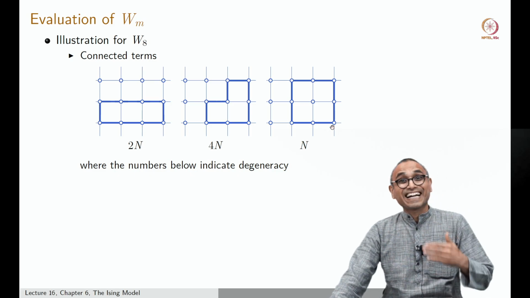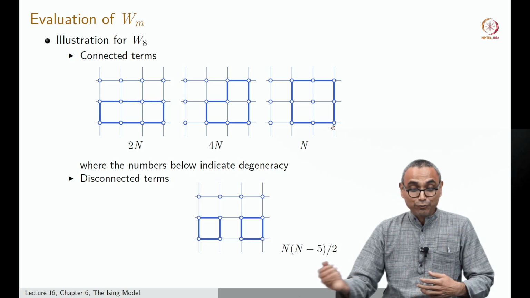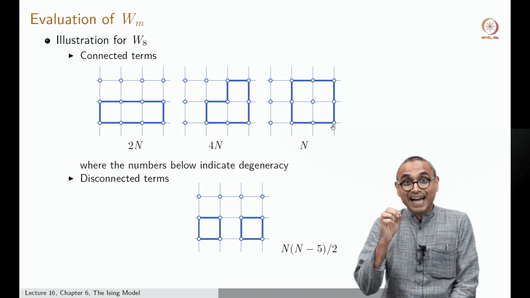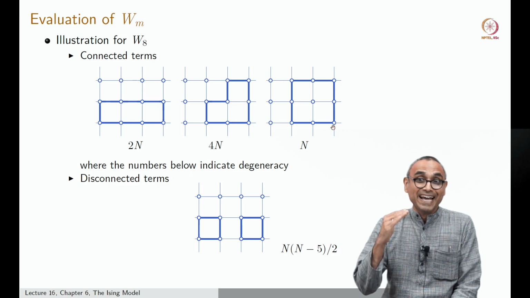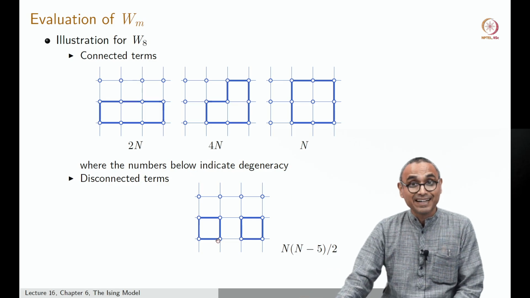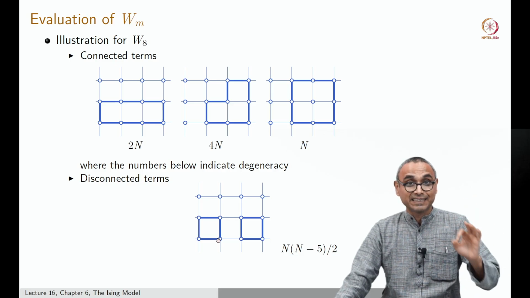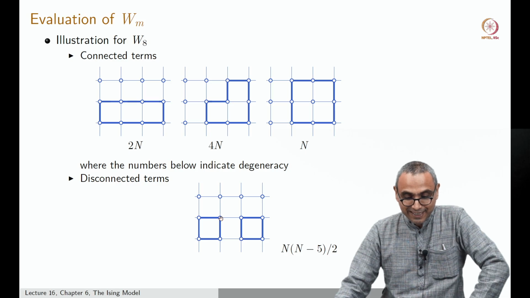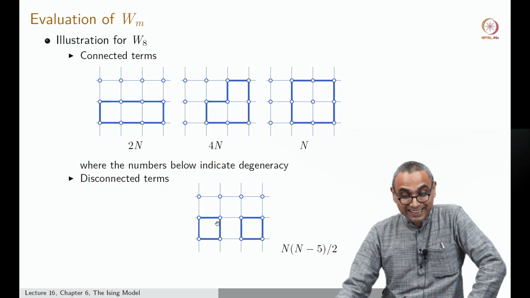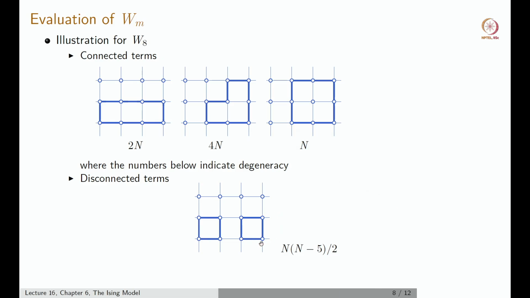So this is what we get for the connected diagrams. What do we get for the disconnected diagrams? Now at W8 order, where I have 8 links, I can realize 8 links which satisfy the condition that every site that the links touch has an even number of links touching them, in this way. Now you see, these are disconnected pieces. This again is the square that we have seen at the W4 order, and this is a product of 2 W4 order terms if you wish. And since they shouldn't be adjacent, you can choose this in n times (n minus 5) by 2 ways, by very similar arguments to those I gave when we were discussing the low temperature expansion.